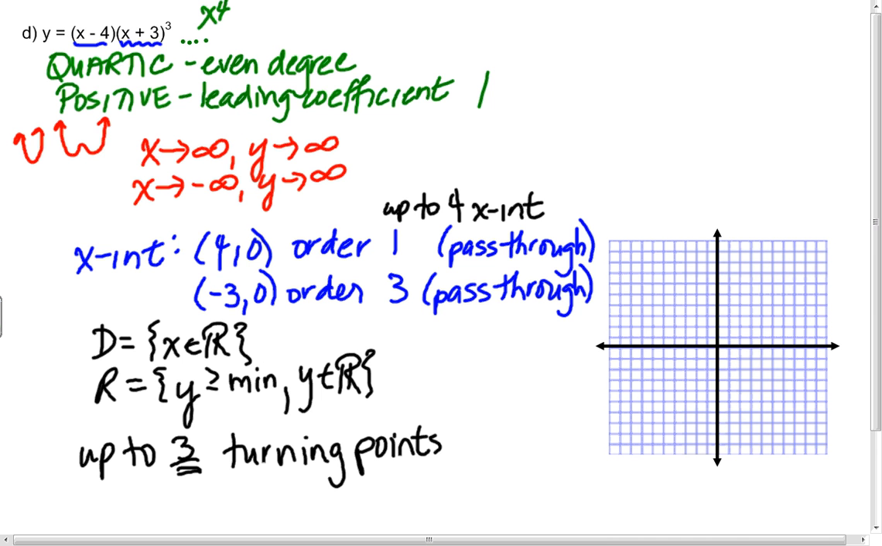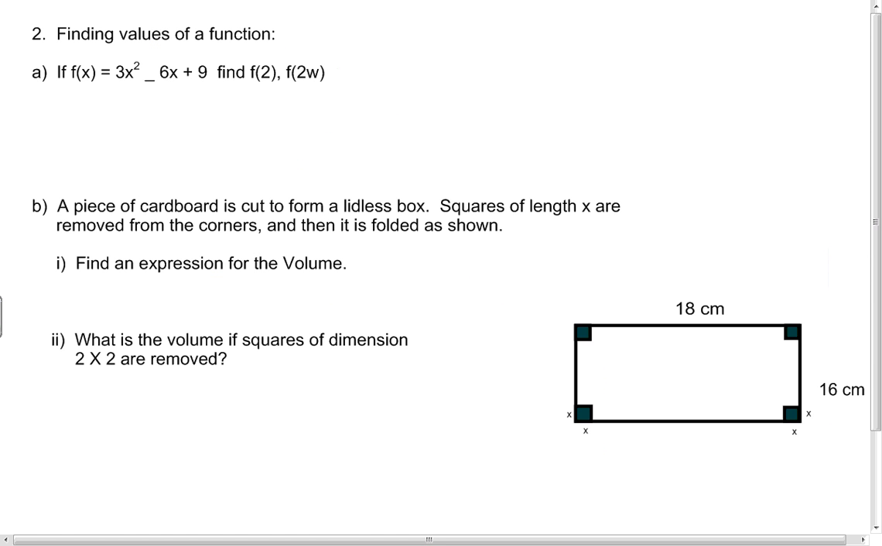Let's draw a rough sketch. If I were to expand that, I could figure out my y-intercept. It happens to be -108. But I have two x-intercepts, one at 4 and one at -3. The function passes through both of those, and it approaches the sky both from the left and to the right. And so it is going to look something like that. So there is a quartic with two x-intercepts, domain and range as written.